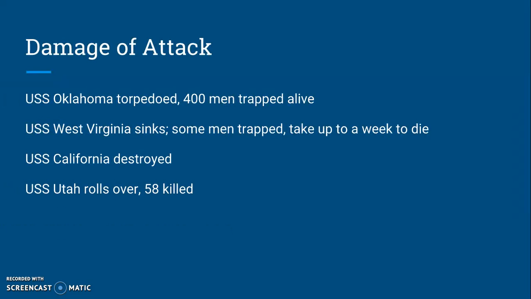This slide just lists some of the major ships that had the largest impact, speaking in numbers of people injured and killed. 400 men were trapped inside the USS Oklahoma alive as it sank, and they drowned after a torpedo hit it. The USS West Virginia also sank with members trapped on the ship, and as the ship sank, it slowly began to fill up with water, with some of these men taking up to a week to die. The USS California ship was completely destroyed. The USS Utah was bombed and rolled over, killing 58 people.